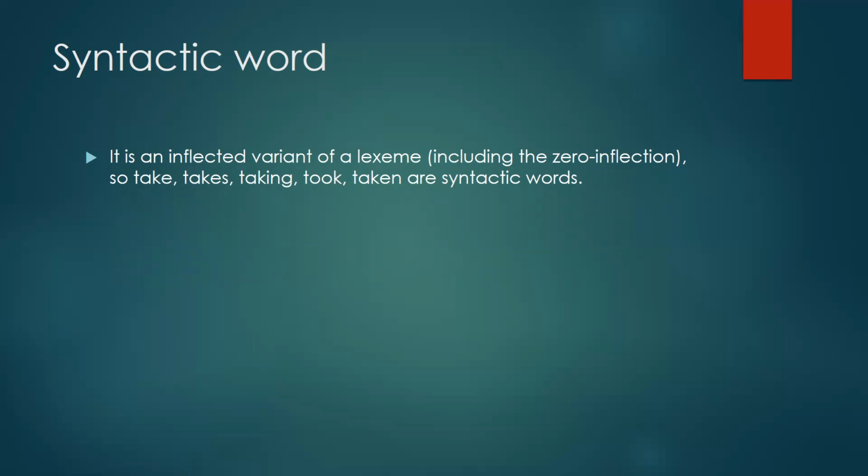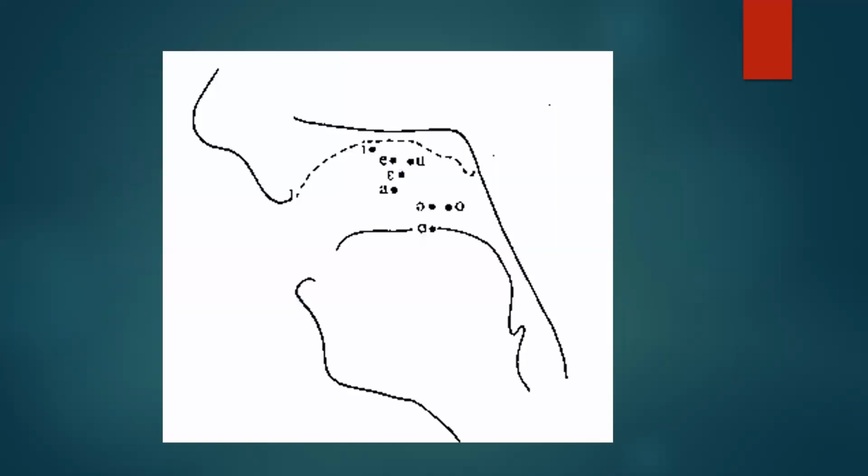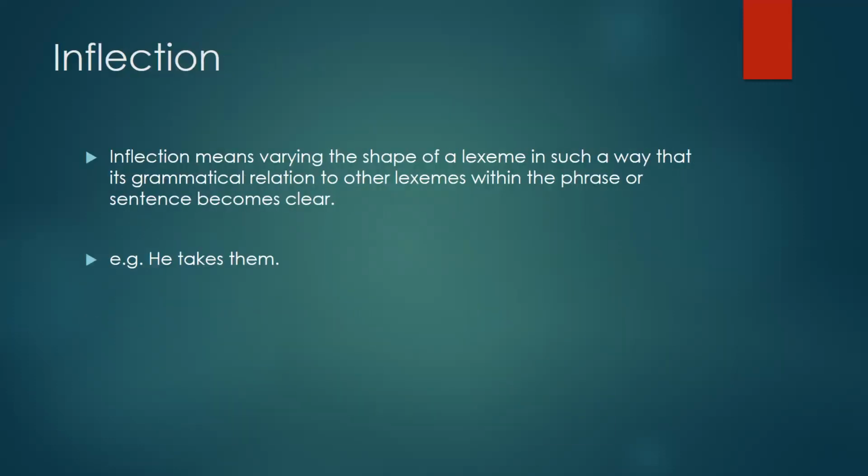Inflection in this case means varying the shape of a lexeme in such a way that its grammatical relation to another lexeme within the phrase is clear. Inflection means a variant in the shape of the lexeme in such a way that its grammatical relationship to the other lexemes within the sentence becomes clear. So for example, he takes them.